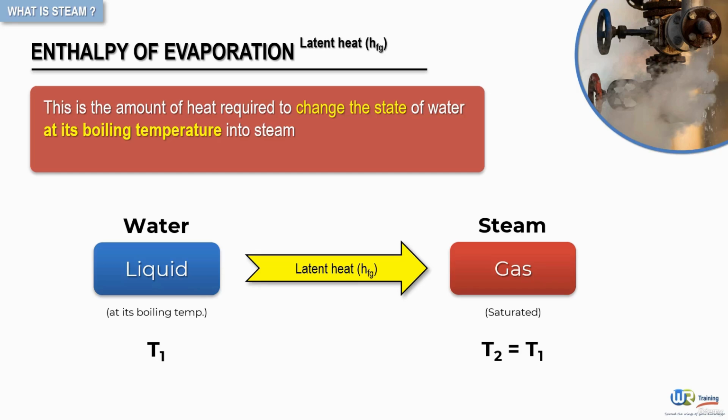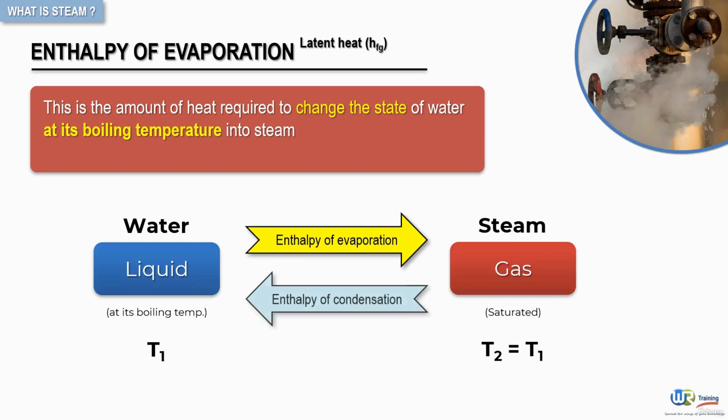The old term latent heat is based on the fact that although heat was added, there was no change in temperature. However, the accepted term is now enthalpy of evaporation. Like the phase change from ice to water, the process of evaporation is also reversible. The same amount of heat that produced the steam is released back to its surroundings during condensation, when steam meets any surface at a lower temperature.